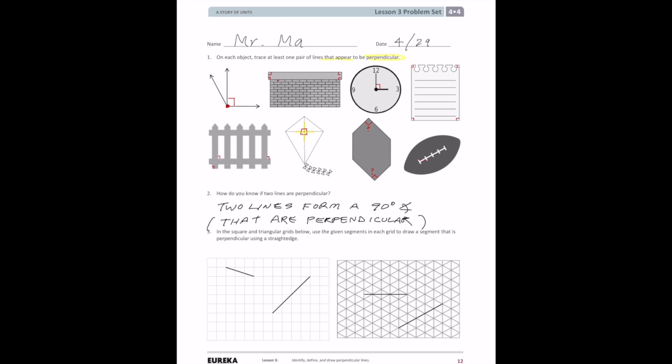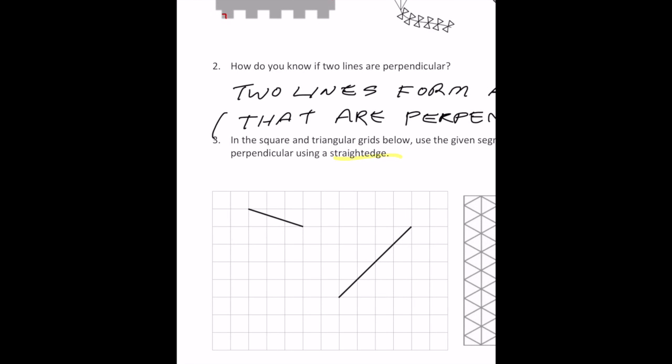Okay, so essentially you can see that throughout this lesson. Number 3. In the square and triangular grids below, use the given segment in each grid to draw a segment that is perpendicular using a straight edge. Okay, your straight edge, again, you can use your protractor, the bottom non-curved side, and that's a ruler essentially. So what do you want to do? You want to look at these two grids, so this one first, and you want to use your straight edge, so your ruler, to make perpendicular occur.